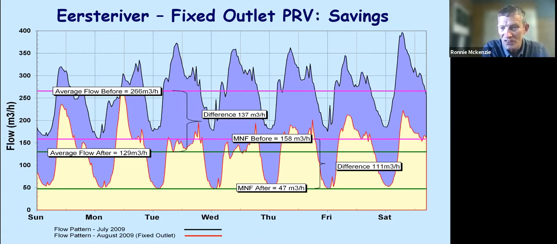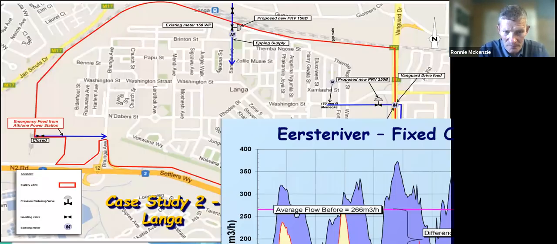We wouldn't typically use a controller here unless you want to allow a different minimum pressure at night time compared to your minimum pressure during the day. But it's not really necessary. In this case, I would just lock it down using the fixed outlet.